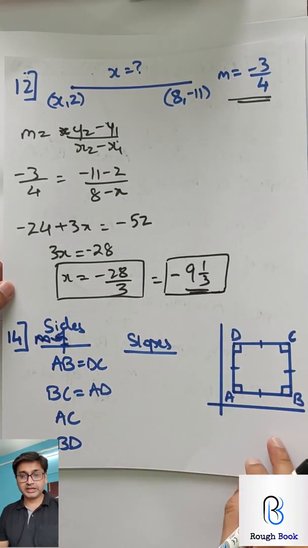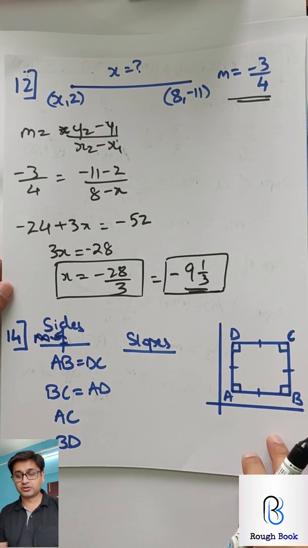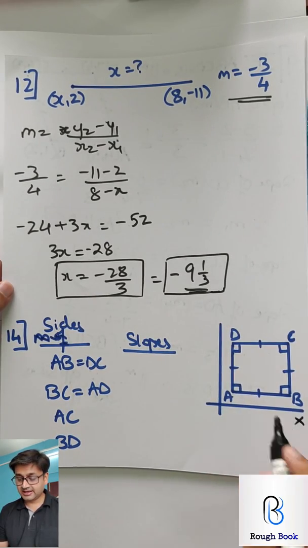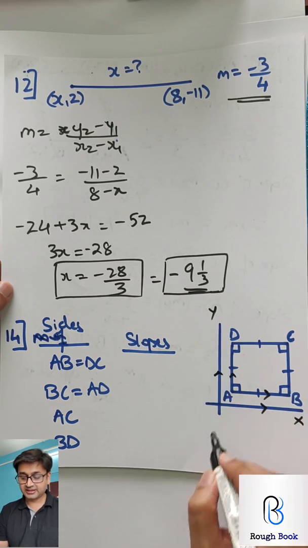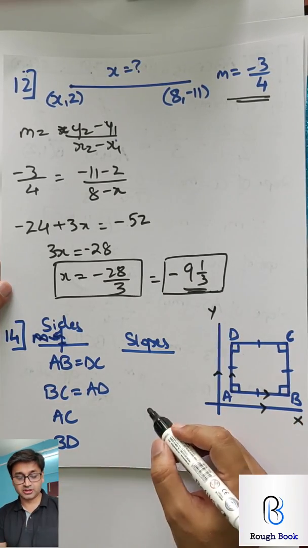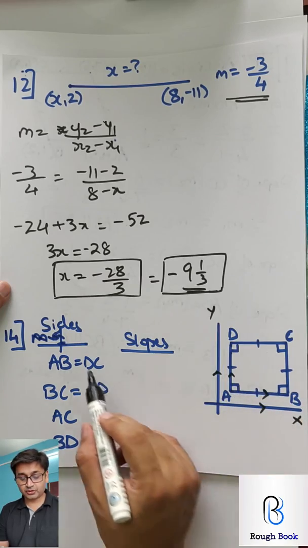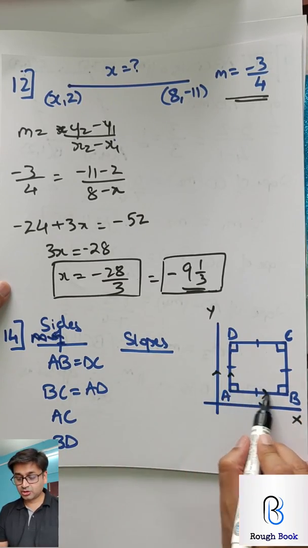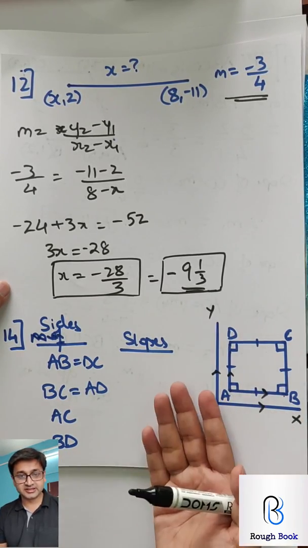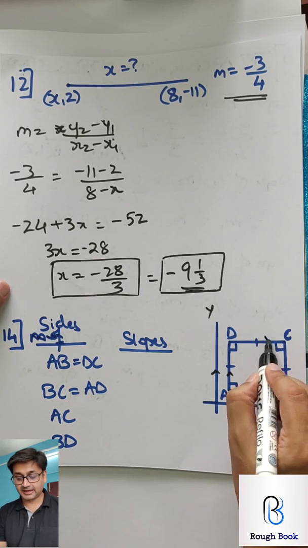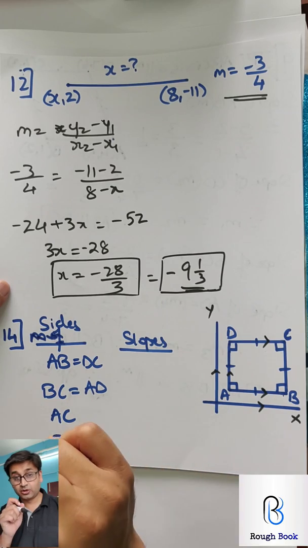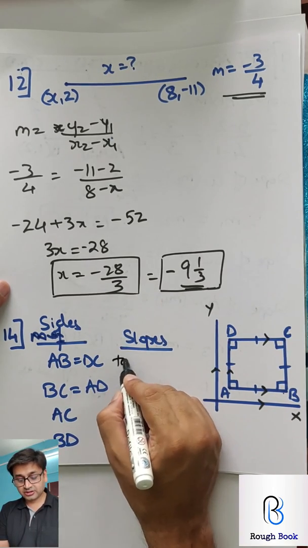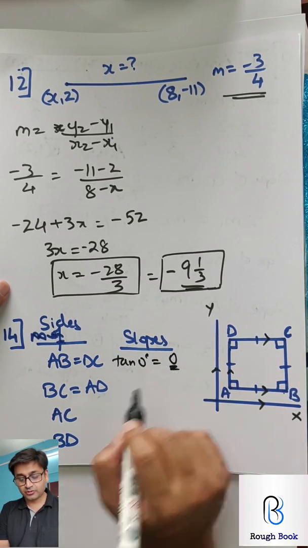Okay. 14th. 14th is very simple. It just looks dangerous. They say that this is x-axis, y-axis, and this line is parallel to x. This line is parallel to y. I have given you the major clue. Find the slopes of all sides first. So slope of AB will be equal to DC since it's a square. Opposite sides are parallel. And they both are parallel to x-axis. X-axis is 0 degrees inclination. So their slope is going to be tan 0, which is 0.